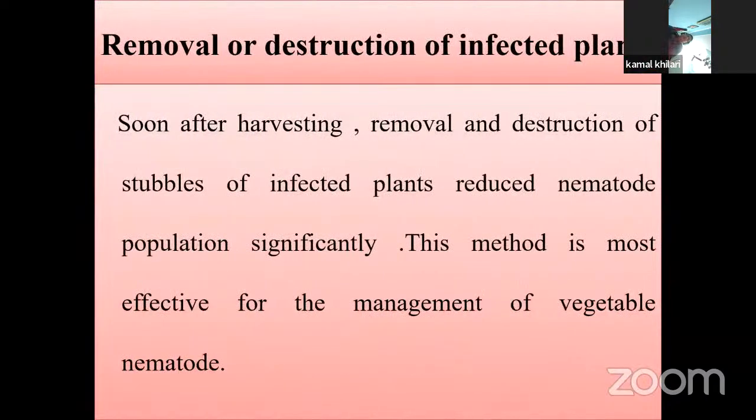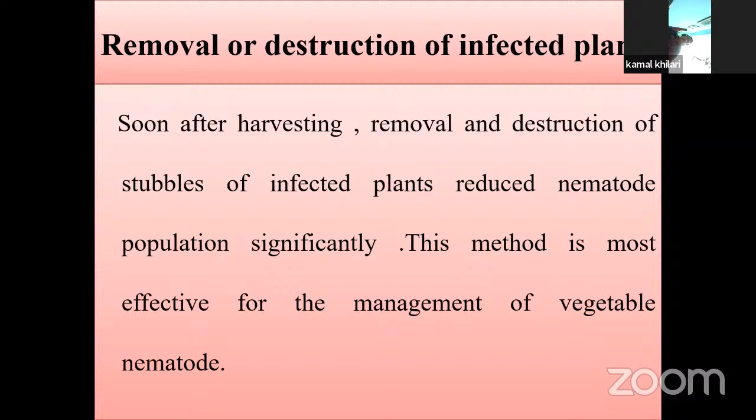And then, removal and destruction of the infected plants. Suppose you are growing a brinjal crop, and one or two plants have a root knot nematode infestation in the root, and you are leaving this root in the field. So naturally, for next year, you are increasing the population of nematode.